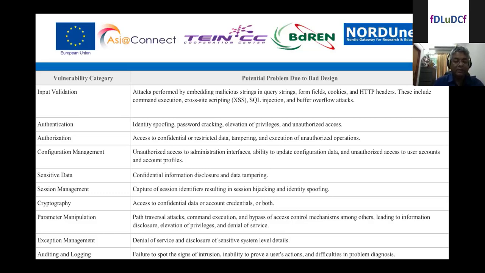Cryptography: access to credential data, account credentials, or both. And then parameter manipulation: path traversal attacks, command execution and bypass of access control. Exception management: denial of service attack or disclosure of sensitive system level details. Auditing and logging: failure to spot the signs of intrusion or inability to prove users' actions.